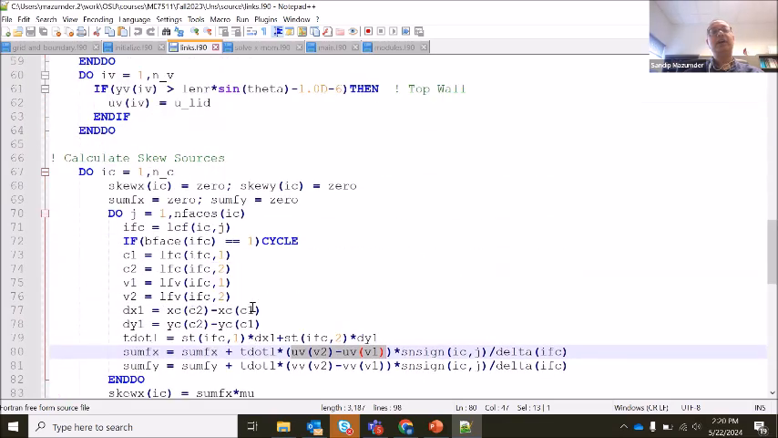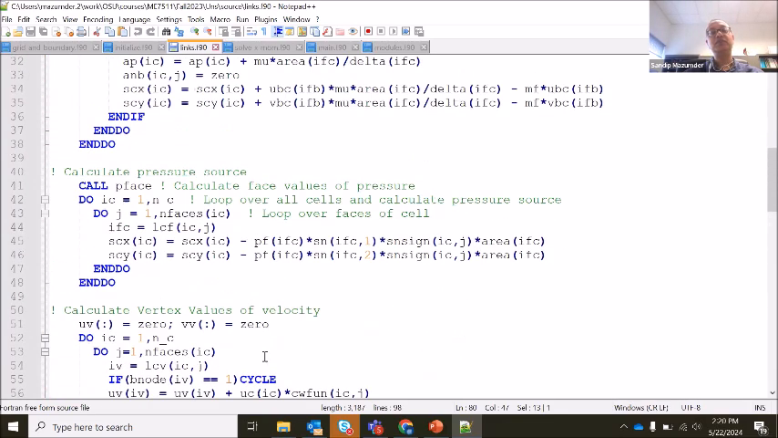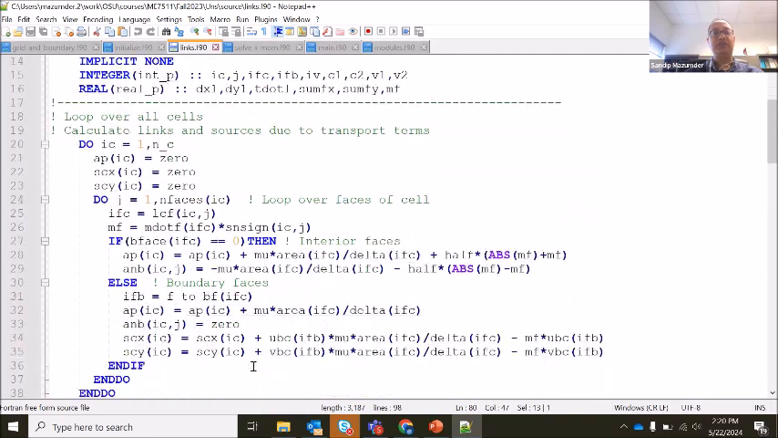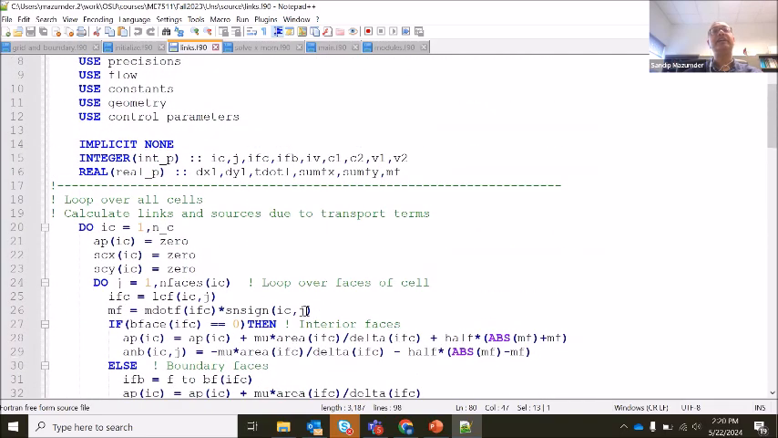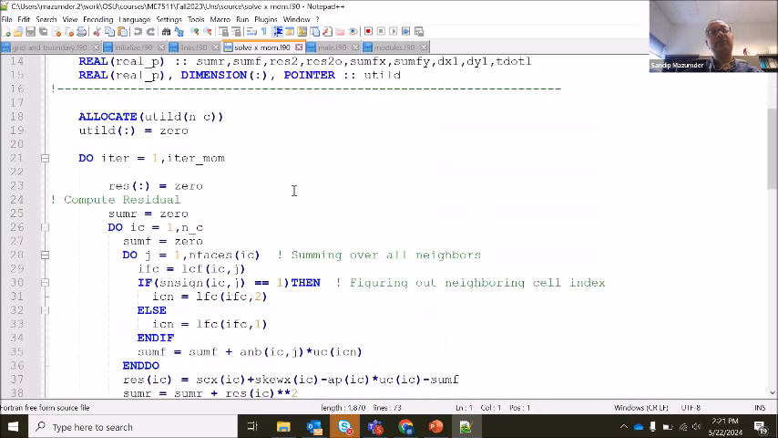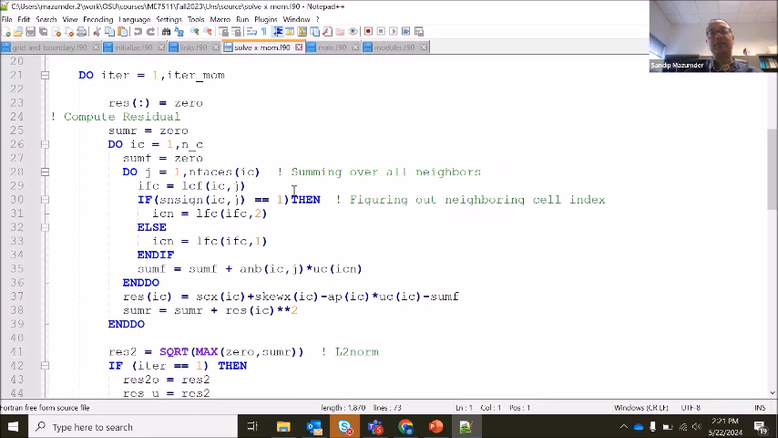So by this time, I have the pressure sources, I have the skew sources, I have all the link coefficients. Okay, so I'm ready to now solve the X momentum equation. To solve the X momentum equation in this particular example, I've used a simple point-by-point Gauss-Seidel method, which I'm sure all of you are familiar with, okay? Basically, what you do is, instead of saying A naught phi naught plus the off-diagonal terms equal to the right-hand side, you take the off-diagonal terms, pop them over to the right-hand side, and basically at each point you divide the entire right-hand side by the diagonal.